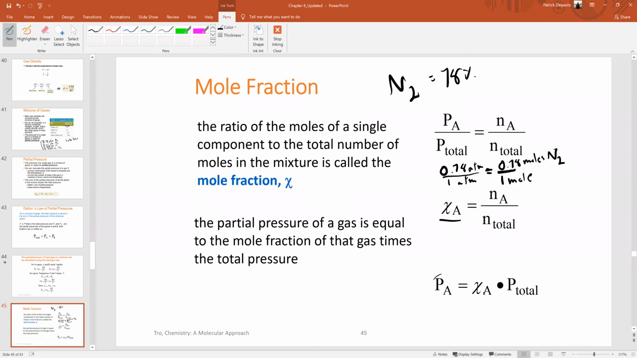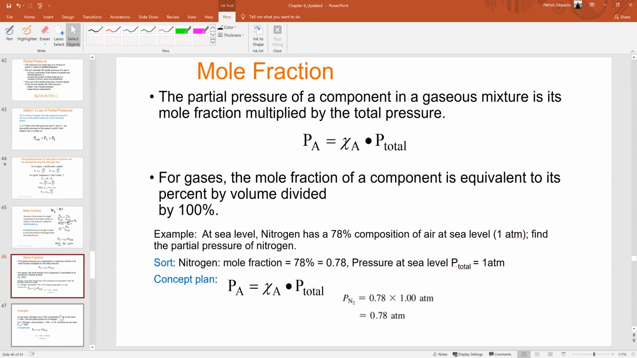So let's say the mole fraction of nitrogen is 78%. The total pressure is 1 atm. That means the partial pressure is 0.78 atm. So we end up with that same answer. It's kind of like going backwards from the initial equation. So mole fraction is equal to pressure fraction. So keep that in mind. And again, this will be given on the exam.